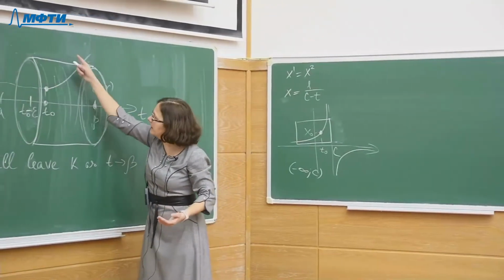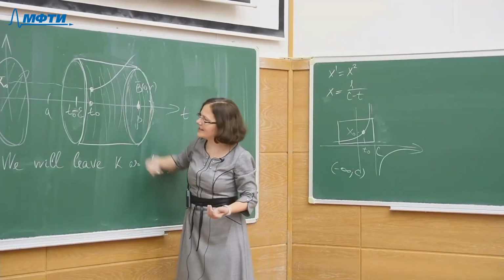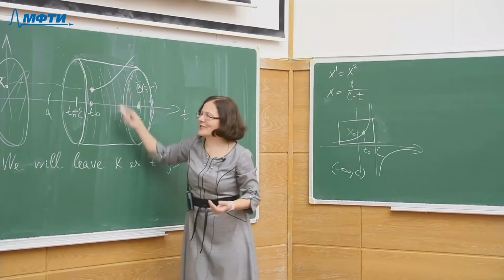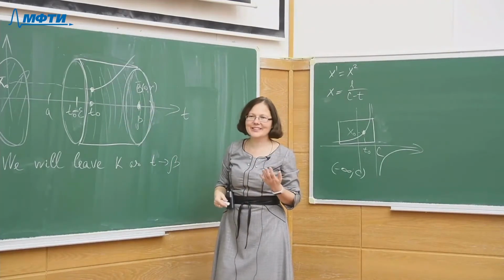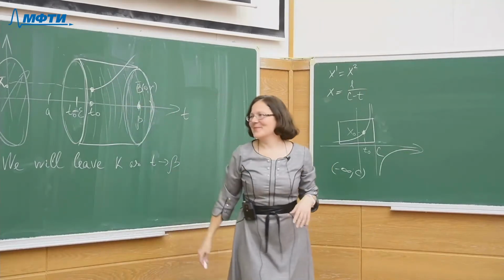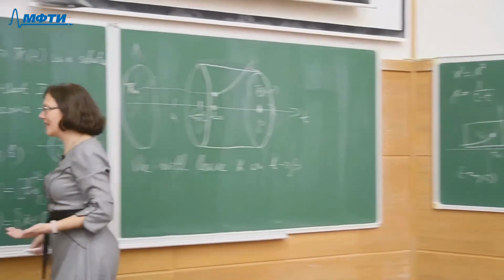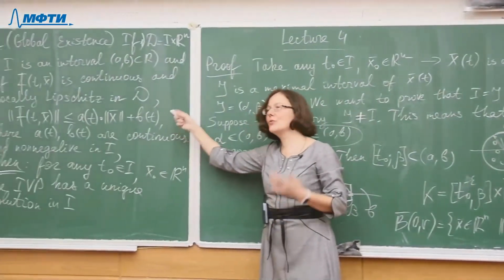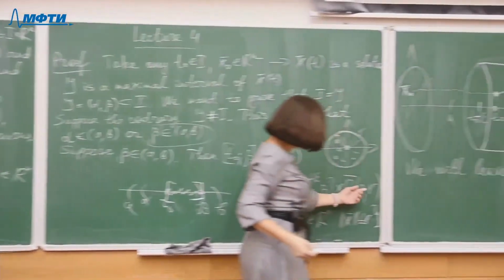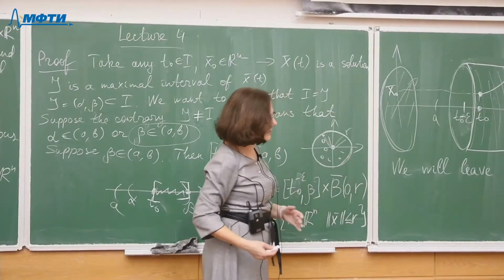So we must leave this compact set through this boundary, through this surface. I don't know how to call it. Do you know the surface of revolution? I think maybe, right? This one. But this is a contradiction. I'd like to obtain the contradiction with this inequality. So this fact contradicts this inequality because R is arbitrary. It can be chosen as large as we want.